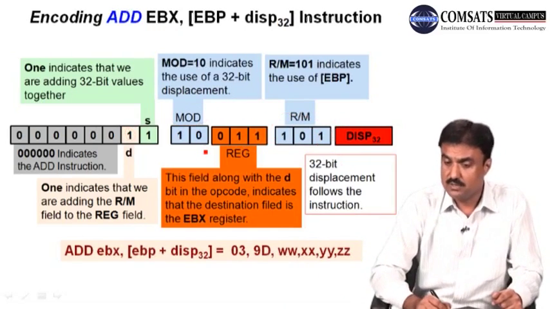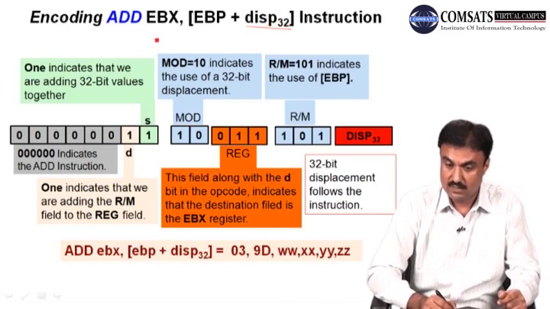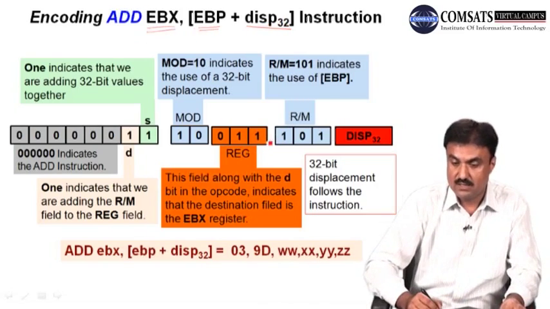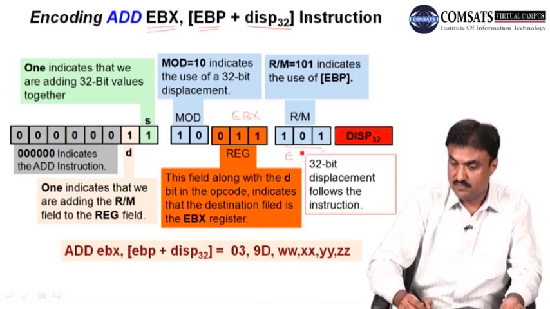The second one is if you are using the 32-bit displacement along with this one. For example, EBP and EBX, here we are using EBX. So this is the EBX, this RM is the EBP, so it's 101, we use the EBP, and here the displacement is 32 bits.